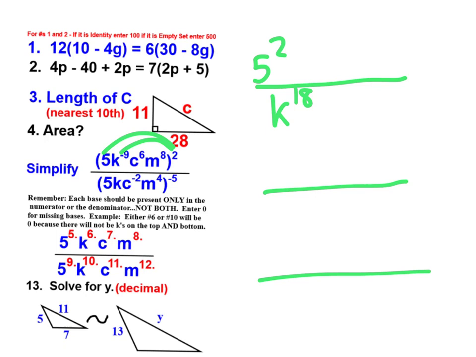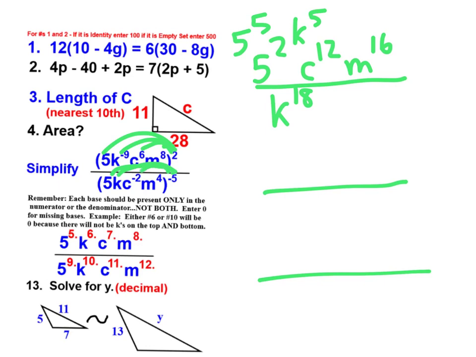Nothing to do with negative, everything to do with whether they're on the numerator or denominator. And then c to the 12th stays on the top because it's a positive exponent. M to the 16th stays on top because it's a positive exponent. Go to the bottom. That's 5 to the negative 5th. That means it's going to go to the top as a 5 to the 5th. K to the negative 5th, it's going to go to the top as a k to the positive 5th.